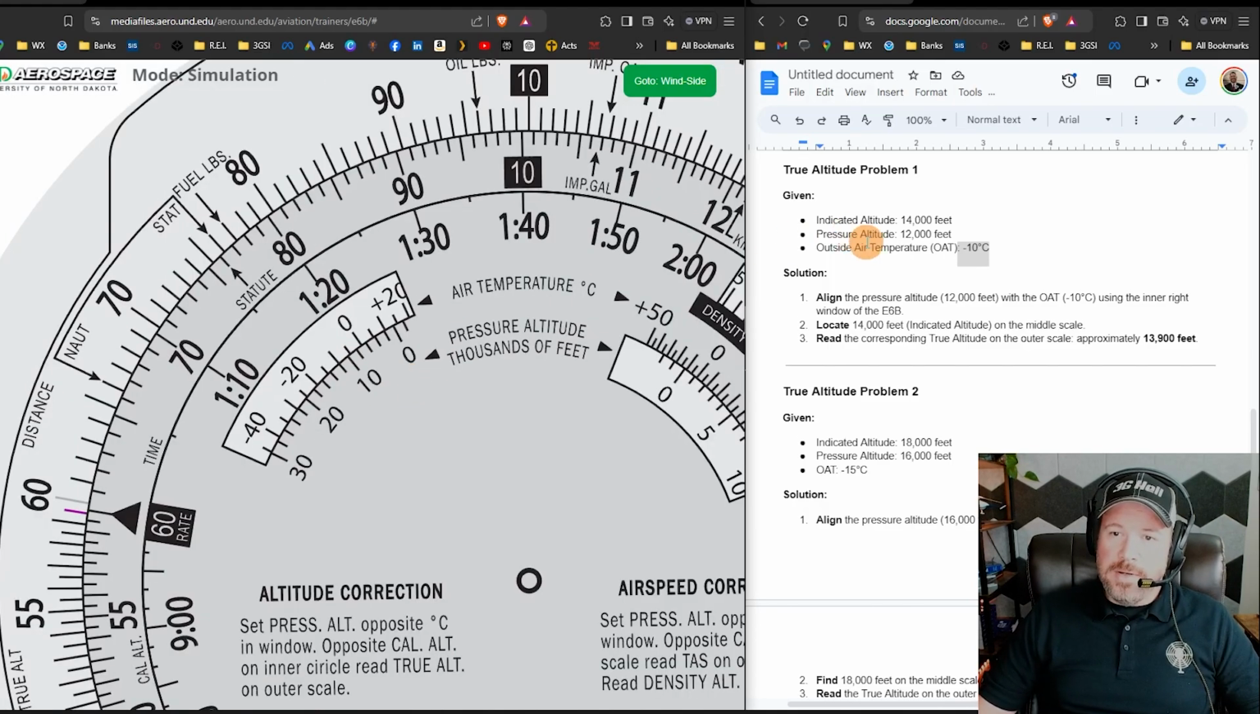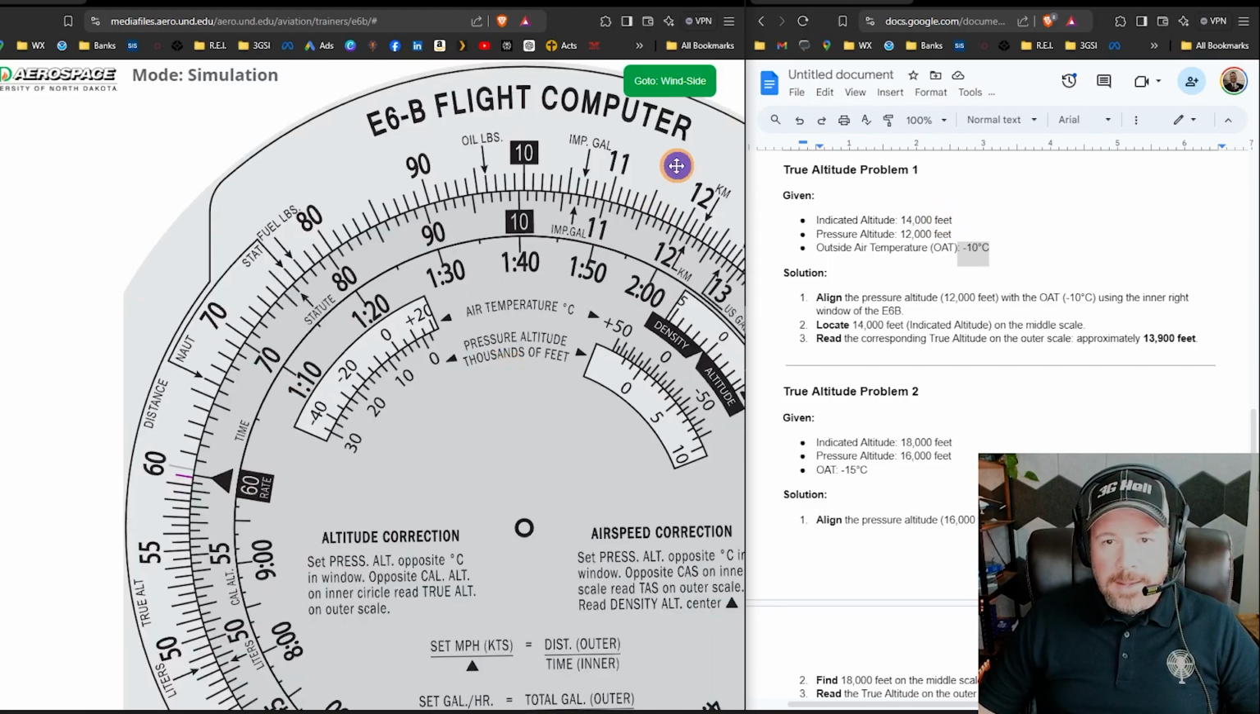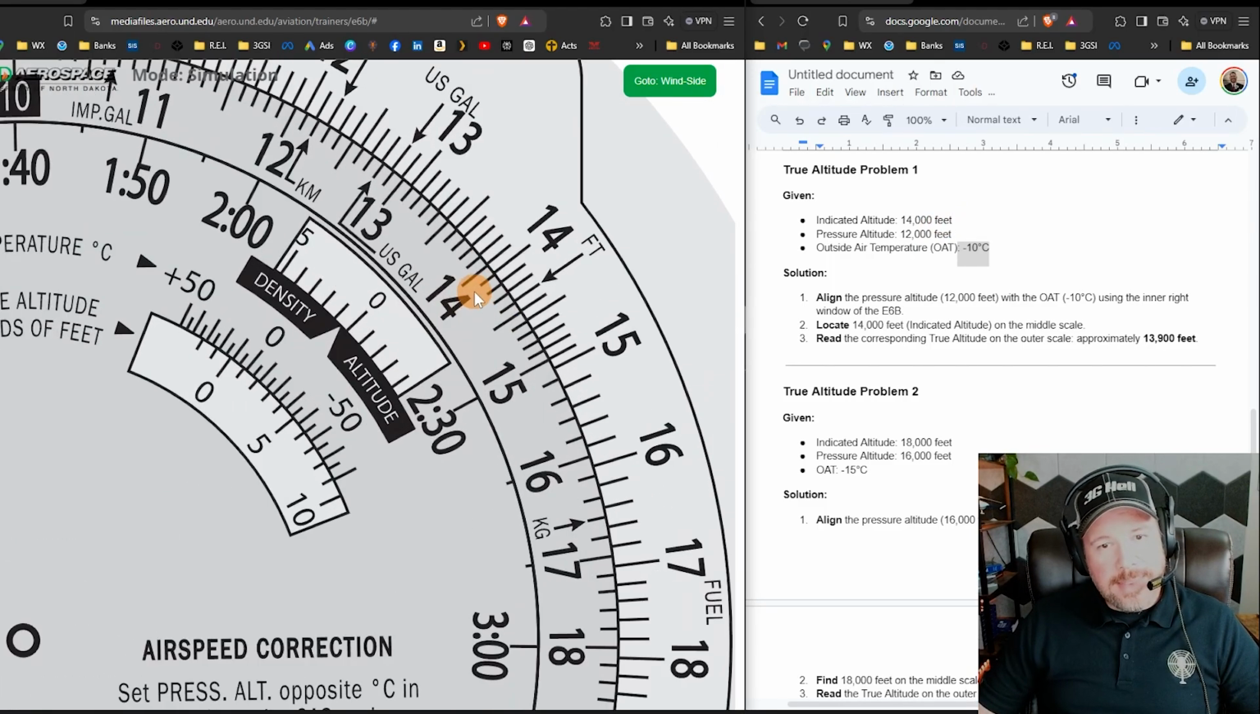Now, the next thing we're going to do is look at the indicated altitude on the inner scale here. And we're going to go over here to the 14,000 foot indicated altitude. And then slide across and let's figure out what our true altitude is. So that's 13,000, that's 14,000. So 13,500, 600, 700, 800, 900. So 13,900 feet. And there it is.